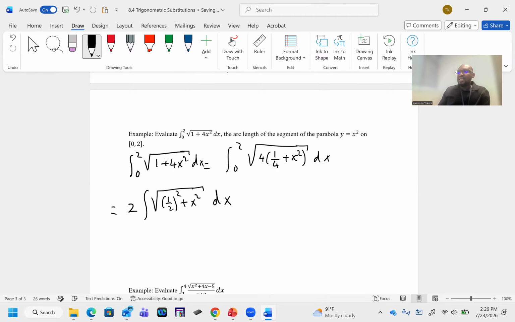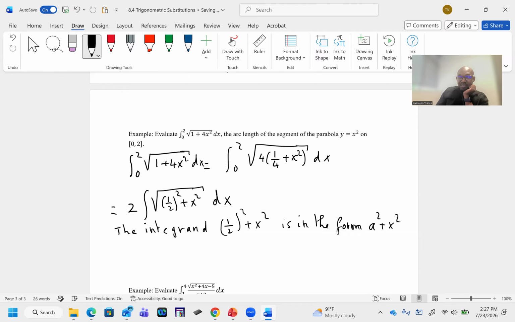So in this case, my a is what? 1/2. So the integrand is in which form? It is in the form a squared plus x squared, right? With a equal to 1/2.